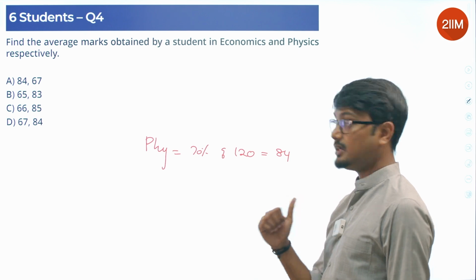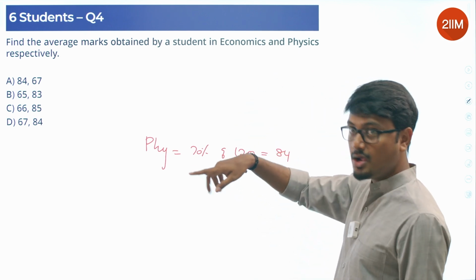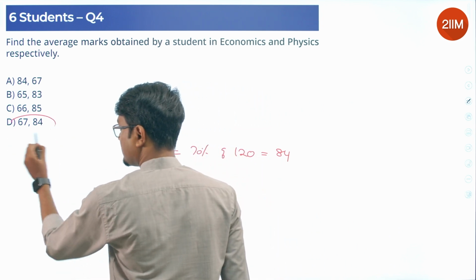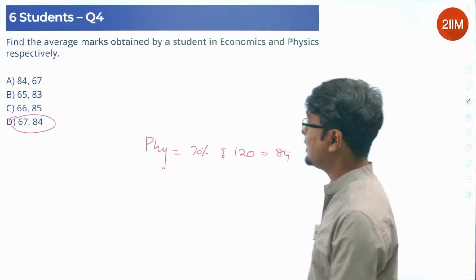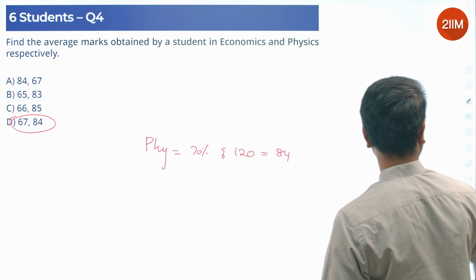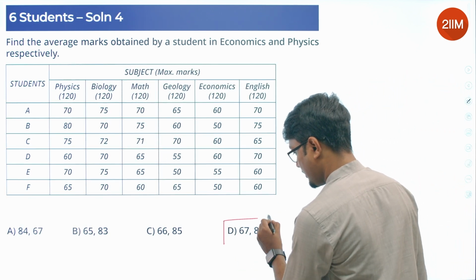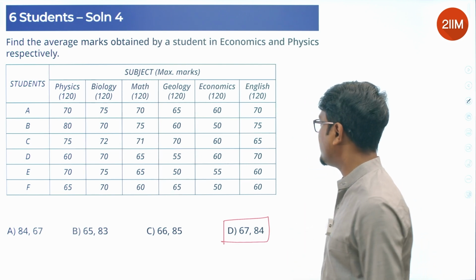Okay, so physics is your second number respectively. So physics should be 84. Where do we have 84? Option D should be the answer, but still we have to check with this economics. Okay, so we'll check. Do we have the number? Yeah, we have this. We are fixing this answer. We'll verify with the economics as well.